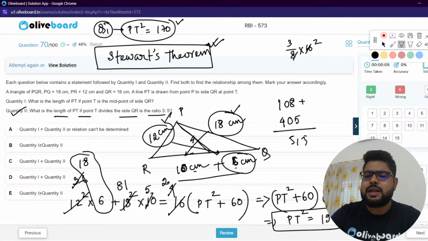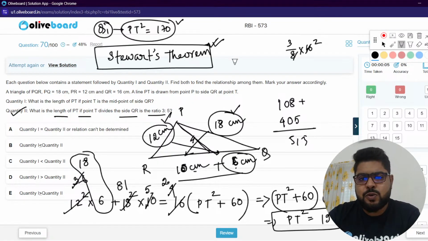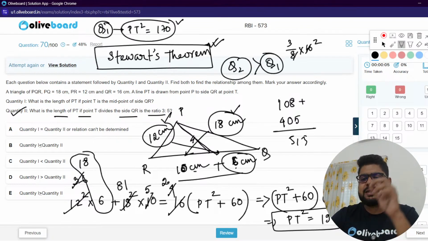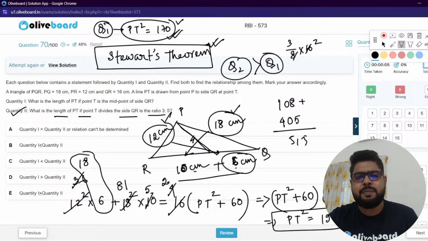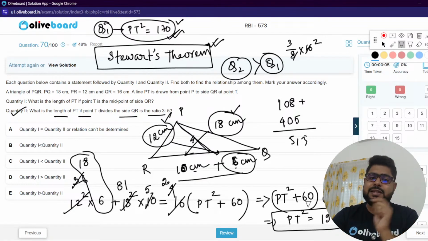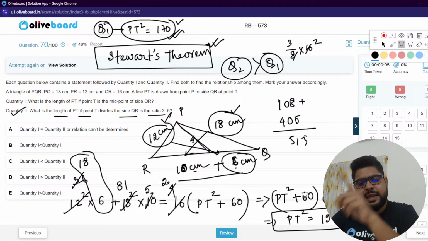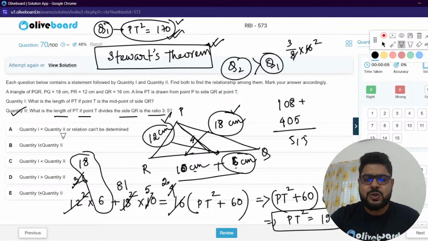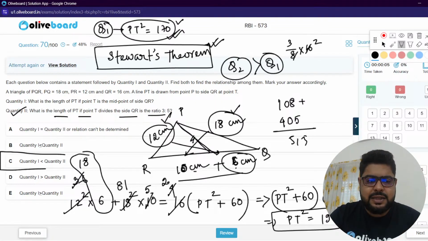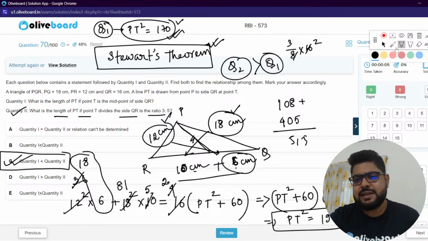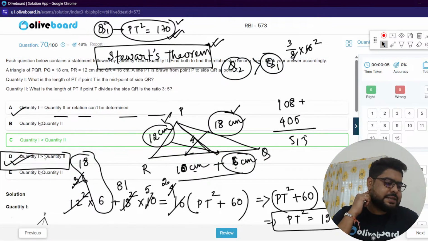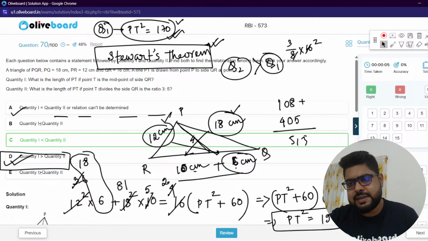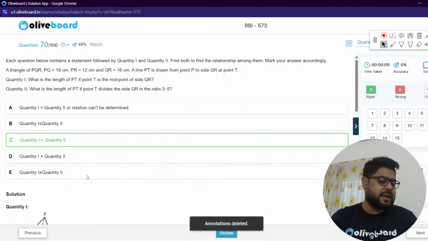So ultimately, whatever happens, Q2 is greater than Q1. This was 196, actually it will be 196.5. And this PT square is 197, like 170. So which one is greater? In Q2, the PT is greater. So definitely my answer will be option number C. That is most definitely my correct answer.